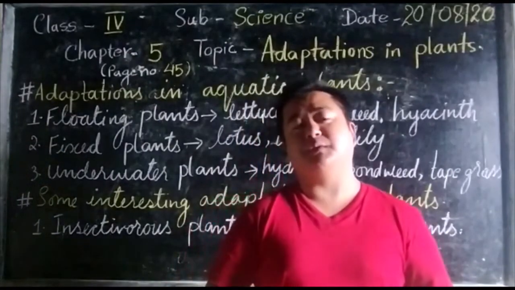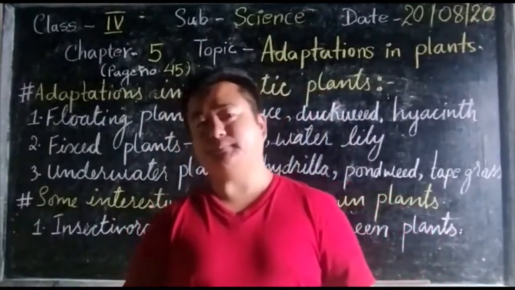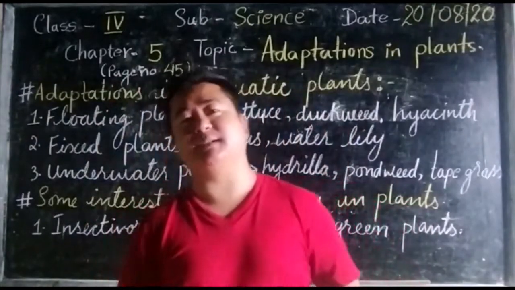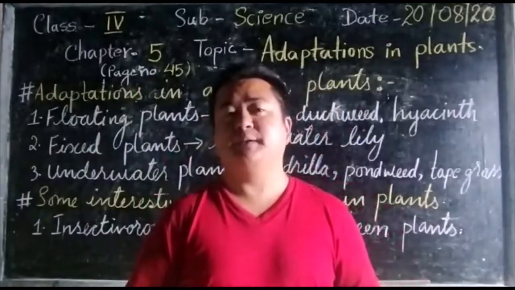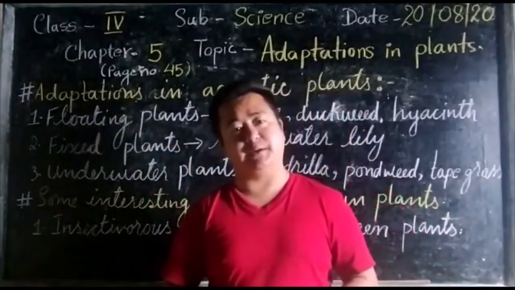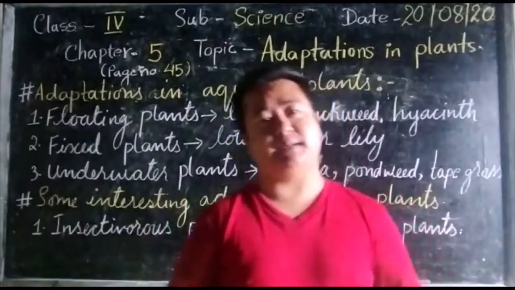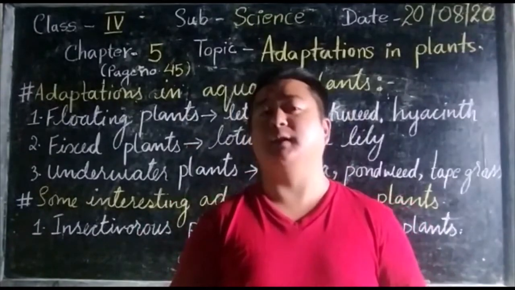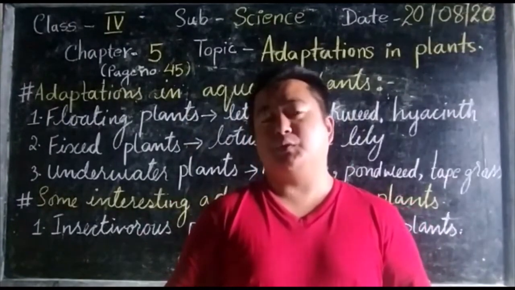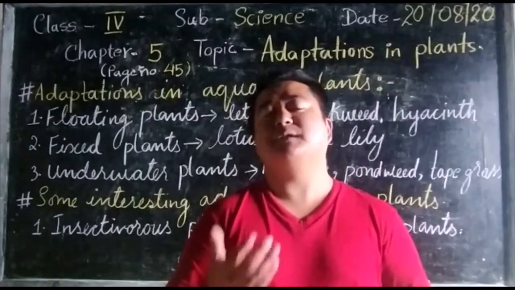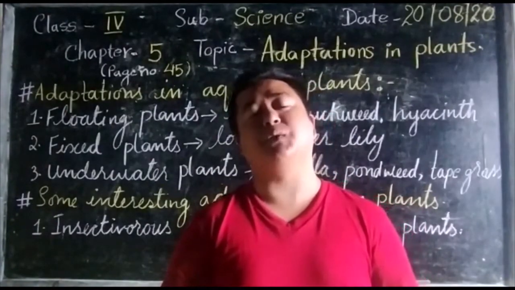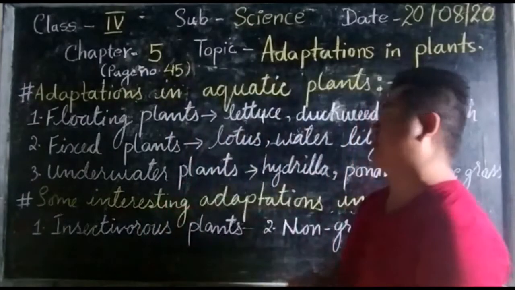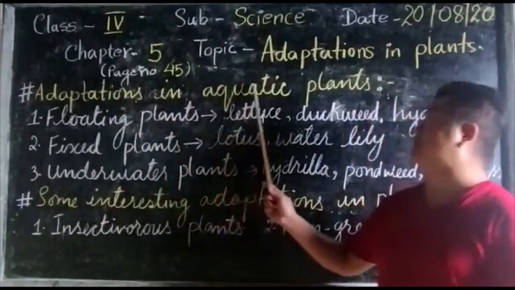So today we are going to continue with the same chapter, and today's topic is adaptation in aquatic plants. For that you can refer to page number 45. Now what is an aquatic plant? Aquatic plants are plants that grow in water. Seeing how they adapt in water, they are mainly categorized into 3. You can see here on the board, adaptation in aquatic plants.